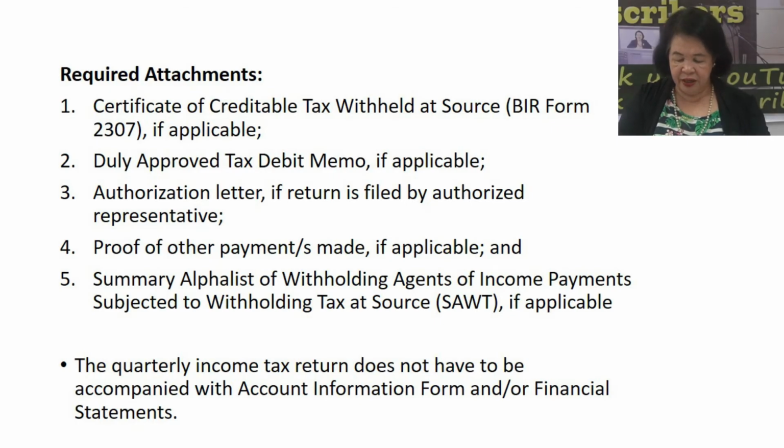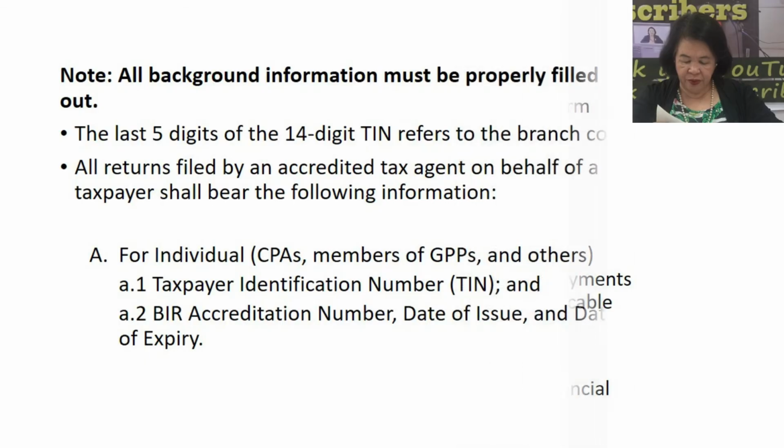Authorization letter, no? If return is filed by authorized representative. And then, the proof of other payments, no? Summary alphalist of withholding agents. Payments subjected to withholding tax at source or SAWT. And then we have that all background information must be properly filled.